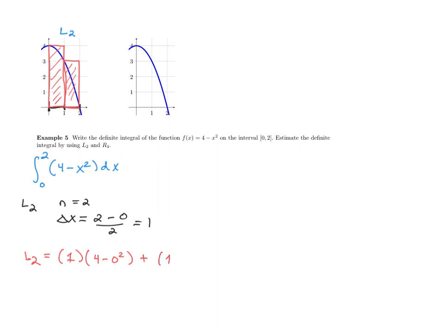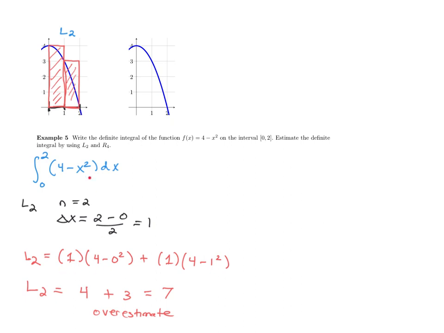So it's going to be a base of 1, and the height is 4 minus 1 squared. If we simplify this, we get 4 plus 3, and our estimate is 7. I can see from the picture that this is an overestimate. So again, what's different here is how we're getting the height of the rectangle, and that's because the function's different.